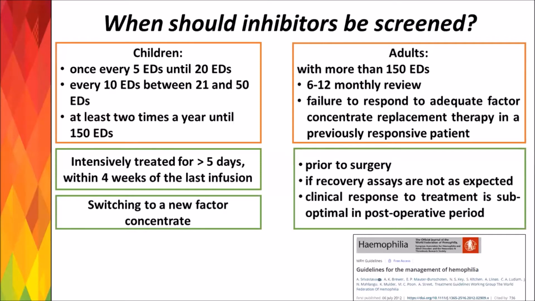When it comes to adults, it can be done as a 6 or 12 monthly review, or when the patient fails to respond adequately to a factor to which he has previously been responding. Prior to surgery, you need to do an inhibitor assay if the recovery assays are not as expected and if the clinical response is suboptimal. If a patient is being treated intensively and continuously for 5 days with a lot of factor, again, the inhibitors need to be tested.